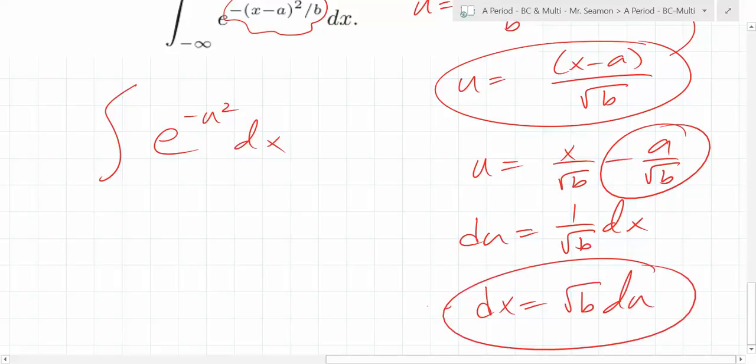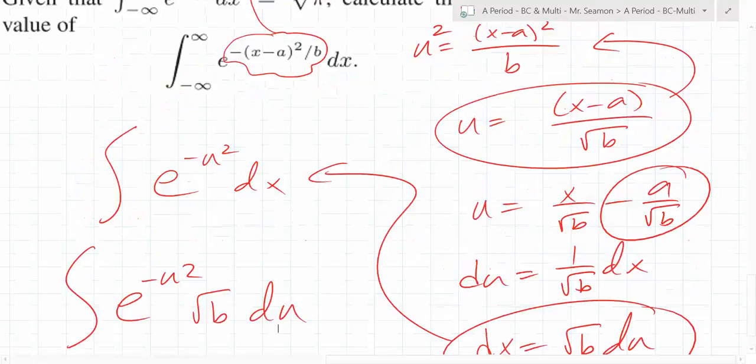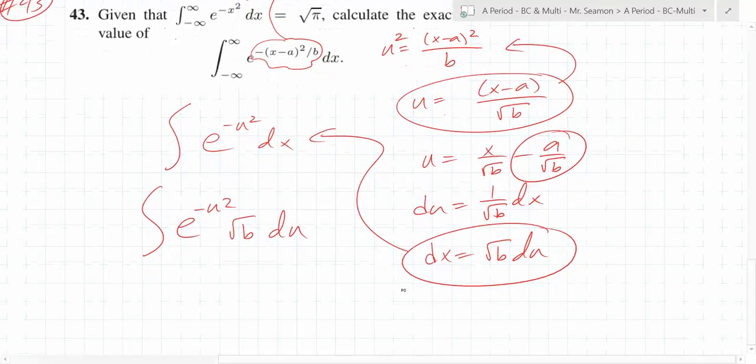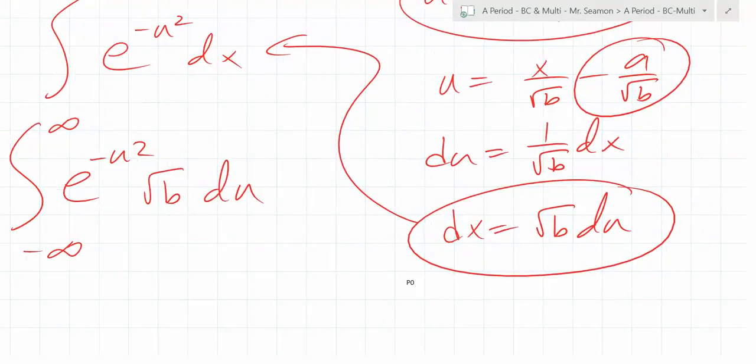Where do you plug that in? You plug it in up there. So you end up with the integral of e to the negative u squared times the square root of b du, right? And this is going from what to what? It's still negative infinity to positive infinity, because you just multiply by a constant. It's still getting infinitely big and infinitely negatively big.